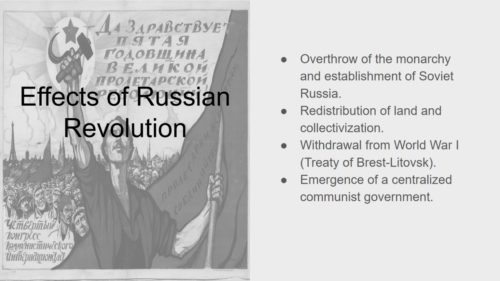The effects of the Russian Revolution. So the overthrow of the monarchy established Soviet Russia. It also allowed for the redistribution of land and collectivization. It also caused the withdrawal from World War I with the Treaty of Brest-Litovsk, and it allowed for the emergence of the first centralized communist government. Next, the Treaty of Versailles.